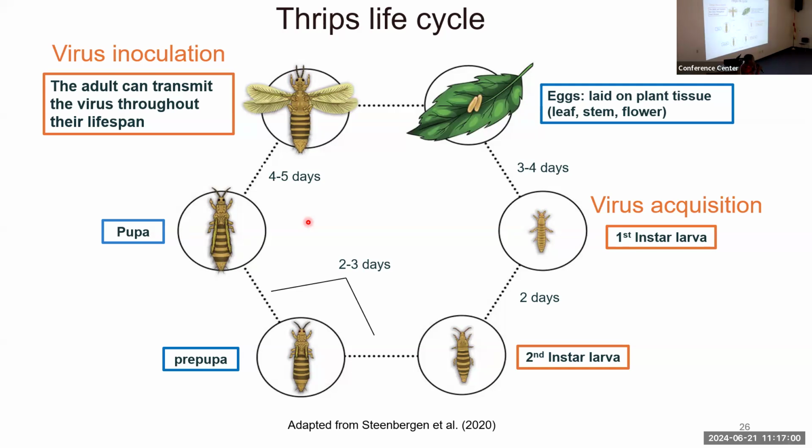So when looking at resistance of plants to insects, we're focusing on the adult. We are focusing on the adult stage to see if it can oviposit or if it can also multiply within a certain plant.